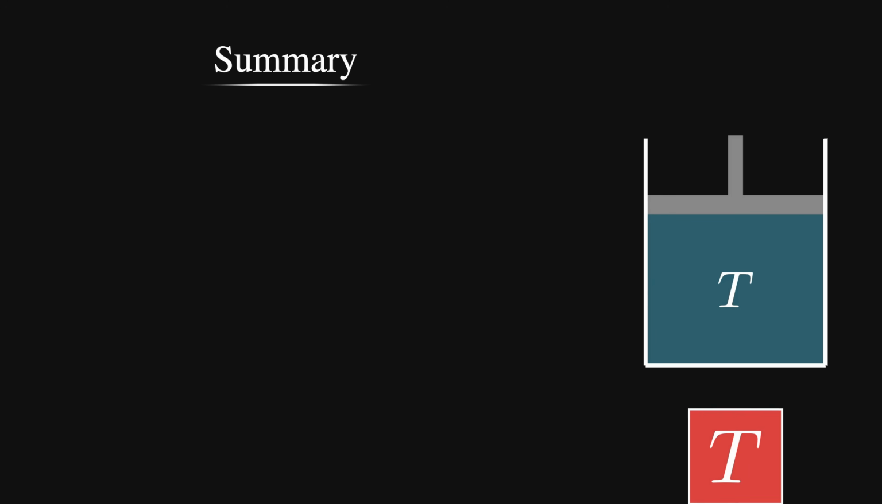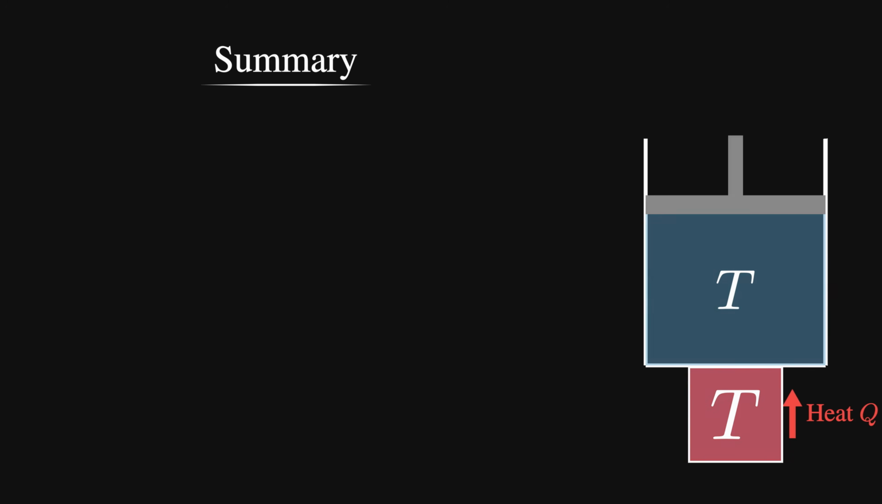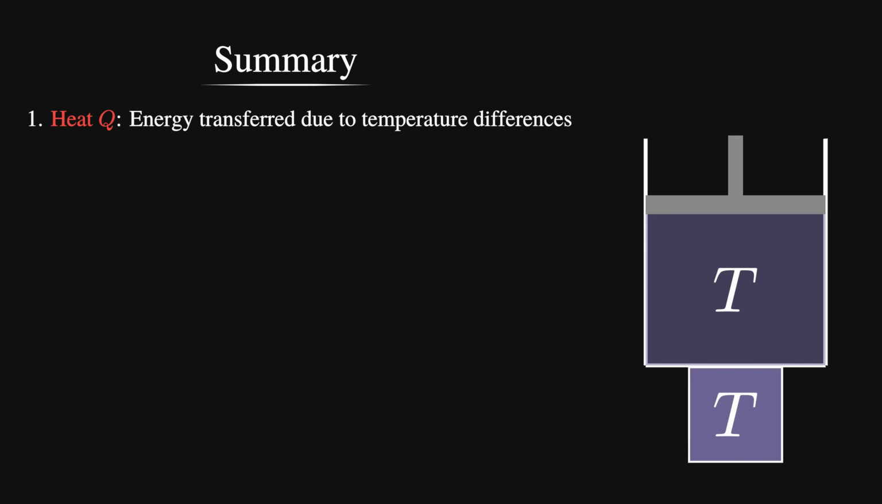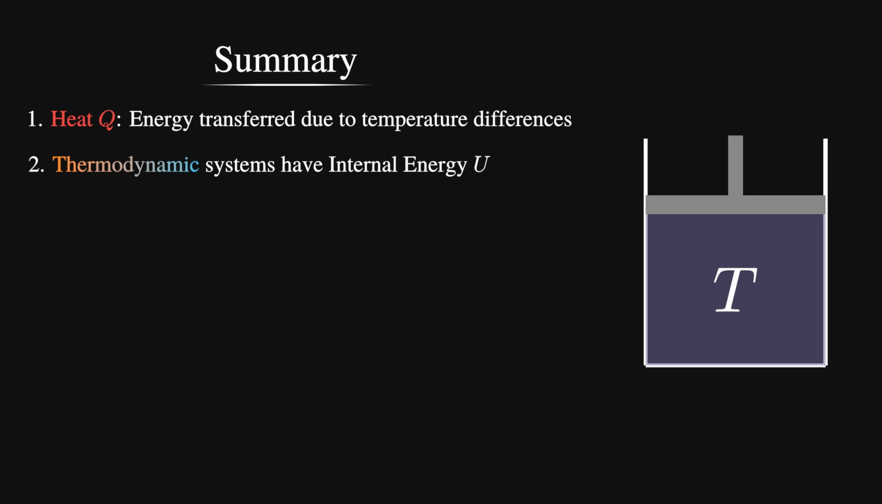So let's summarize what we've done in this video. First, we established that when two systems with different temperatures are brought near each other, energy in the form of heat flows from the hotter system to the colder one until the temperatures equalize. This allows us to conclude that each system must have some sort of internal energy store, which changes as heat transfers. We also deduced that temperature must somehow depend on this.